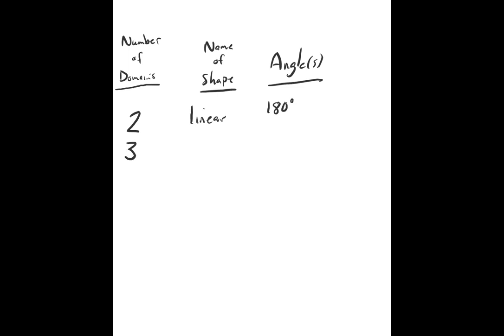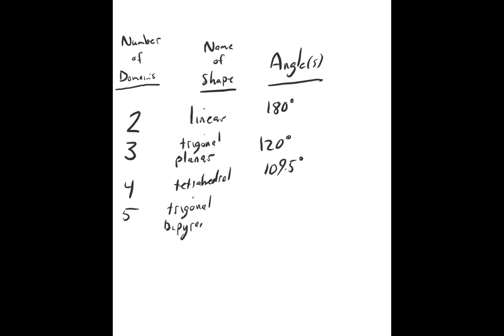If you have 3 domains, that's trigonal planar, and that's 120. If you have 4, that's called tetrahedral, and that's 109.5. If you have 5, that's called trigonal bipyramid, and there's 2 angles, right? There's 120 and 180. And then if you have 6, it's octahedral, and that is 90 degrees. Okay, those are the 5 that we're talking about right now. And this is based on the number of domains around the central atom.